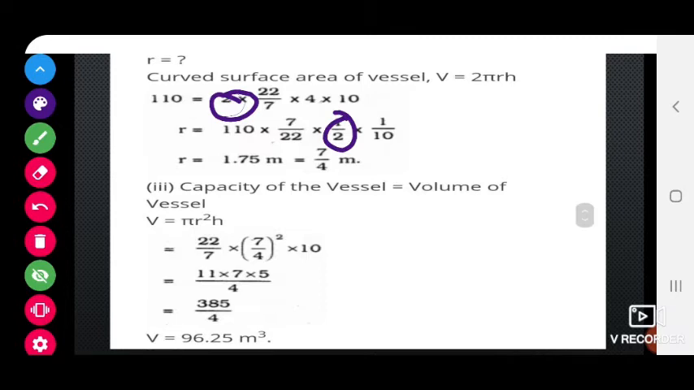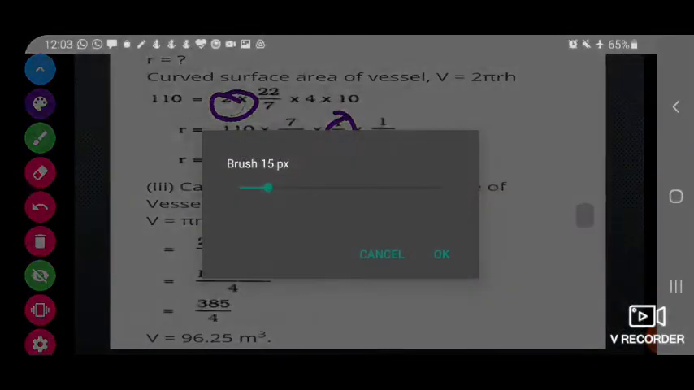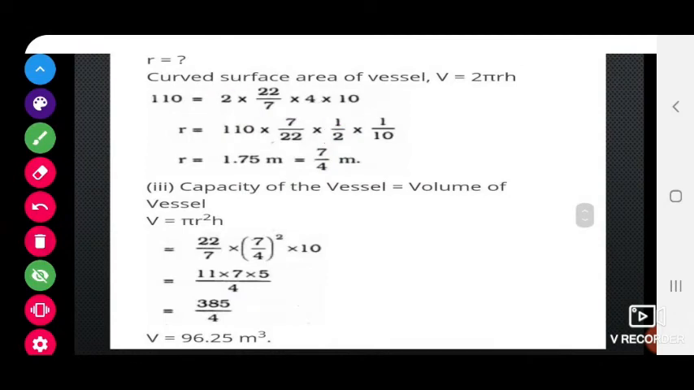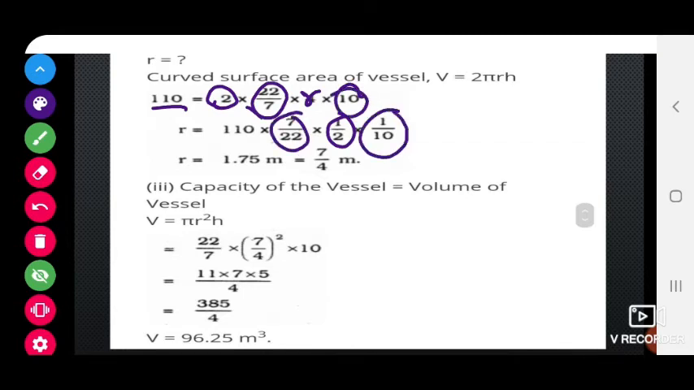I will show you the cancellation very clearly, one minute. See, here in the place of 4, r should be there. R is equal to, already that side 110 is there. Next, here multiplication 2, if it goes that side, it will become 1 by 2. Here 22 by 7, if it goes that side, 7 by 22. Here 10, if it goes that side, 1 by 10. Is it clear?